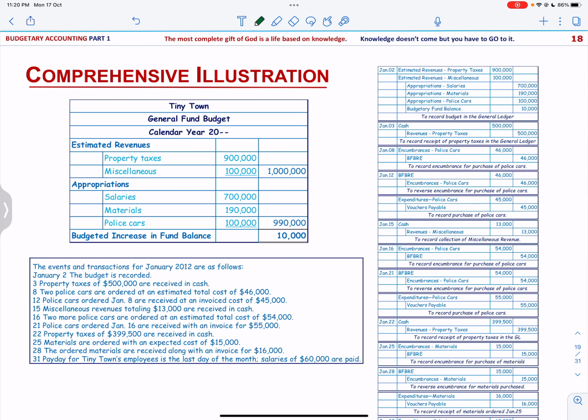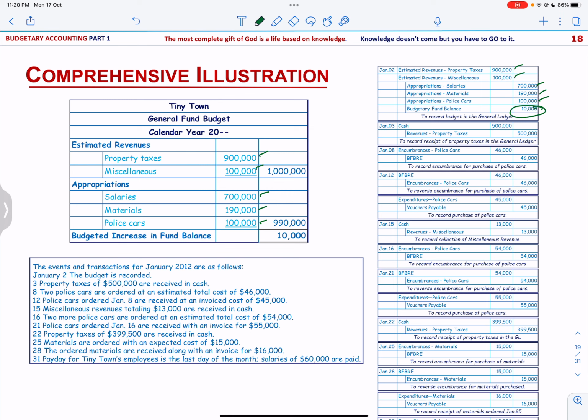And so estimated revenue and miscellaneous revenues, property taxes and miscellaneous revenues are debit for 900,000 and 100,000, and then the appropriations for salaries, materials and police car are credit, and the balance is credit again, as the total of credit is less than the estimated revenue by 10,000. Then we record each one of these transactions.